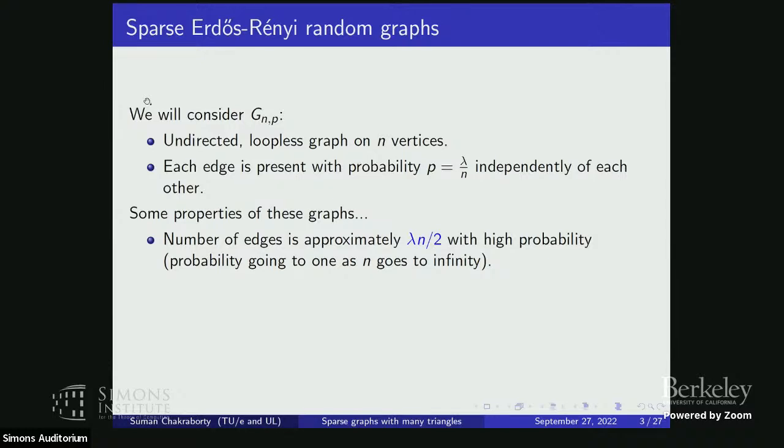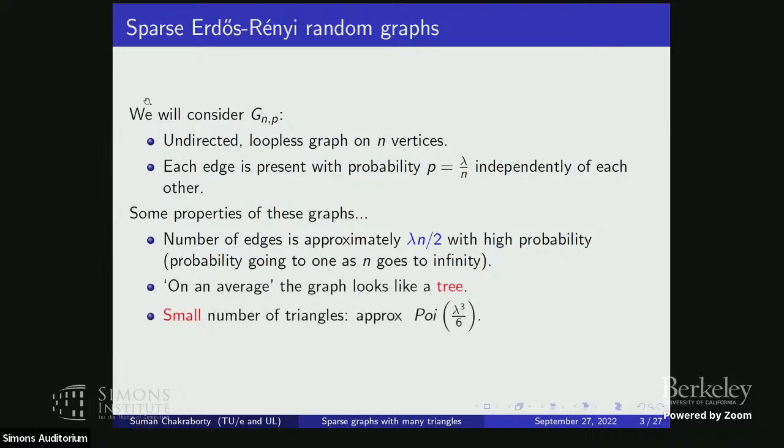The number of edges is linear and is approximately this quantity. By linear, I mean linear in n. And then on average, the graph looks like a tree. What I mean by on average: you pick a uniformly random vertex, see its neighborhood, and it looks like a tree with high probability. And it contains a small number of triangles, only a Poisson number that depends on lambda itself. So no n there. So these are the properties of this graph, which is somewhat well understood by now.